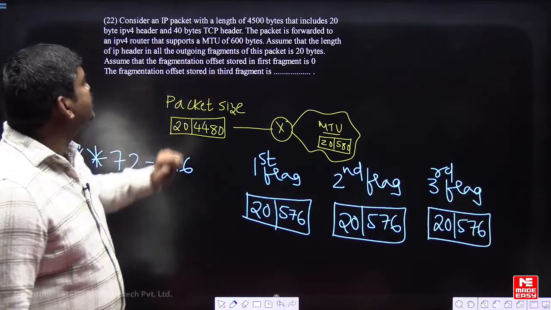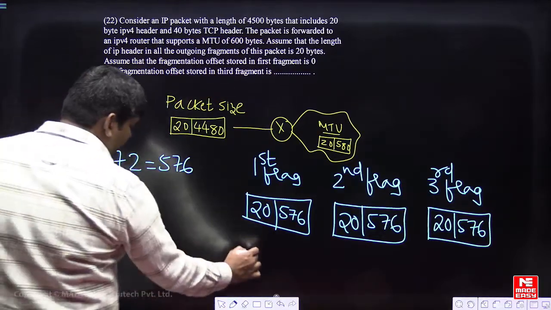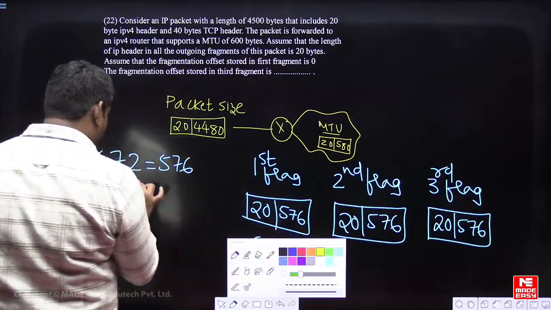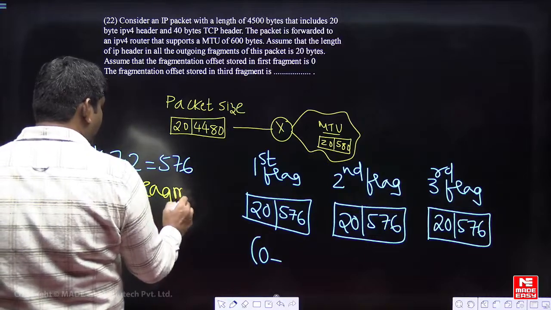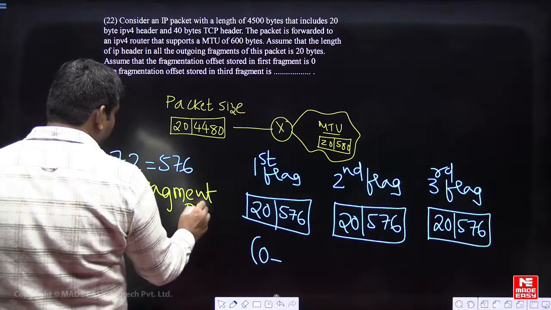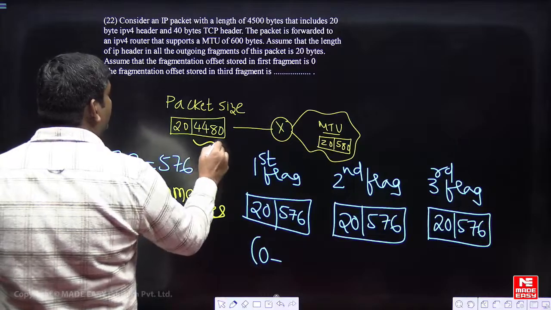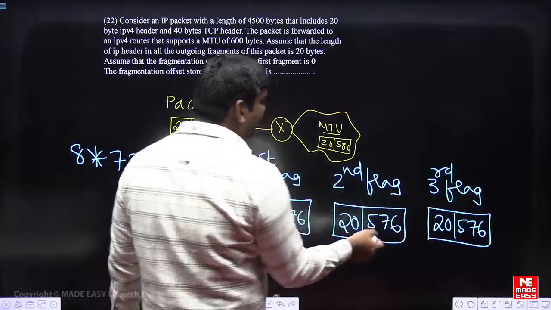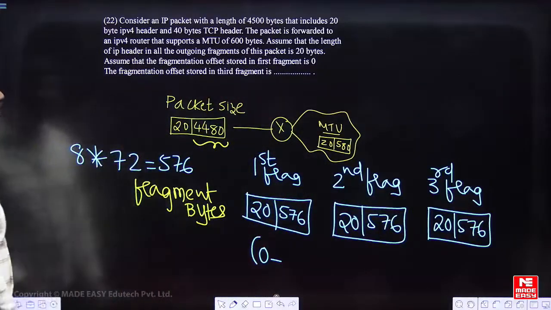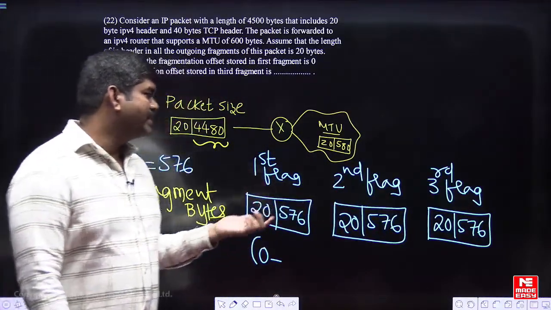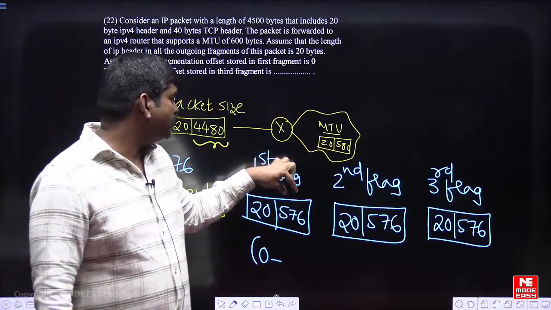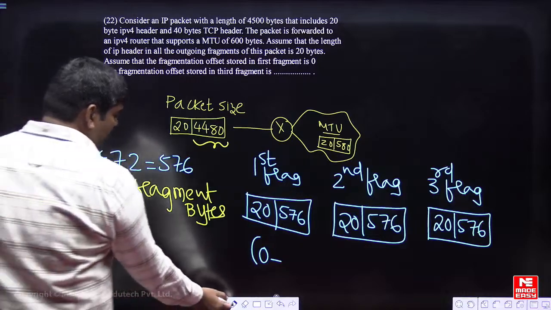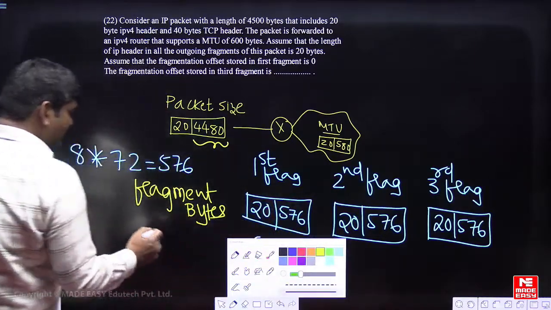assume the fragment offset is stored in the first fragment. For the first fragment, they are telling us that it will start with 0. So basically what we have done here is find the bytes in each fragment. In the given problem, 4480 is the bytes in the packet, but 576, 576 and so on are the bytes in the fragments, because this packet is divided into fragments. So the packet content is distributed by giving these bytes, which we are considering as a multiple of 8.